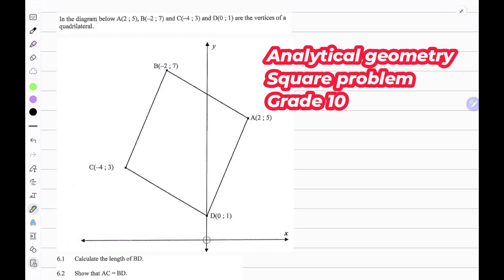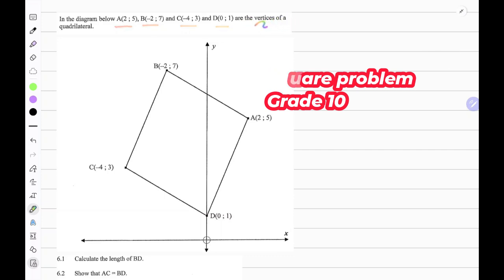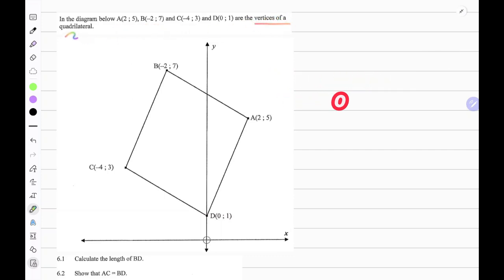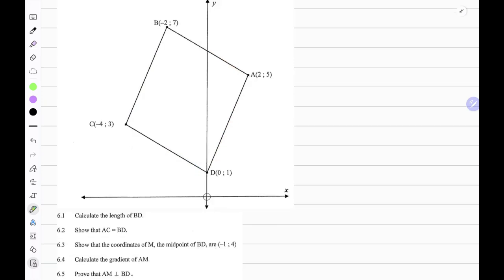So in today's video we have another analytical problem. It says in the diagram below they give us coordinates A, B, C and D, and they say these coordinates are the vertices of some quadrilateral. So we don't know what kind of quadrilateral this is. It could be a square, it could be a parallelogram, it could be a rhombus. So the first question says calculate the length of BD.